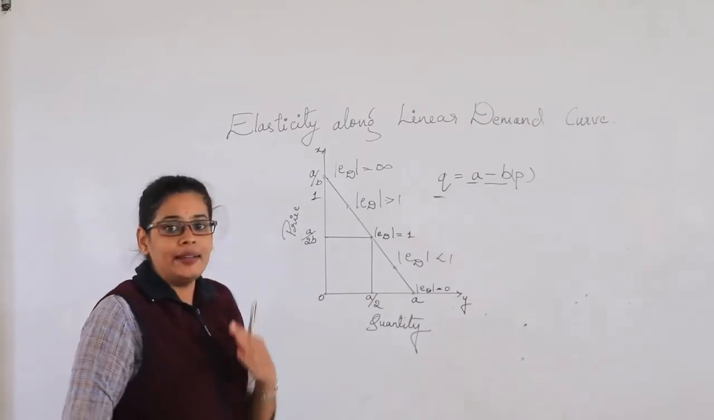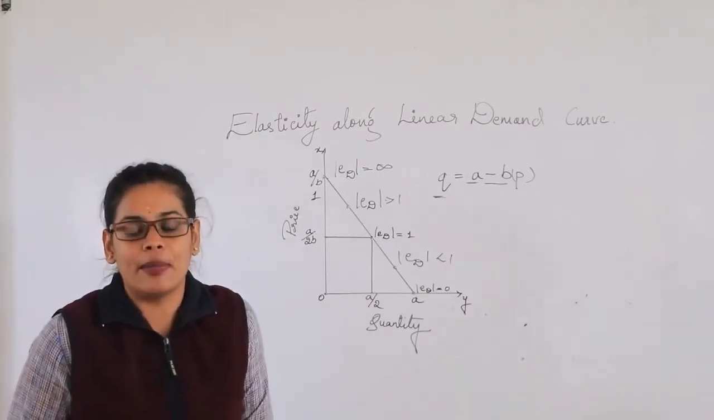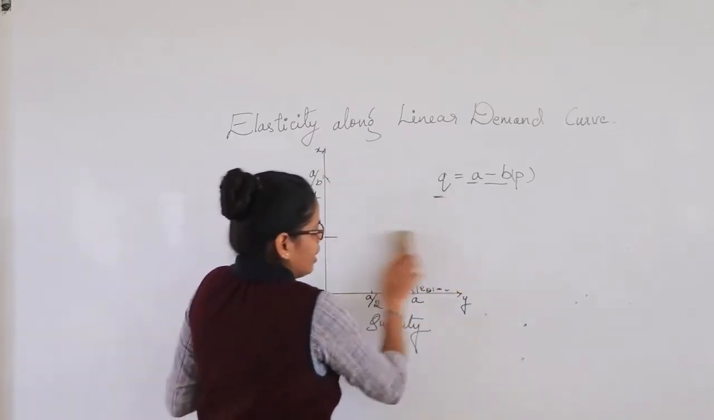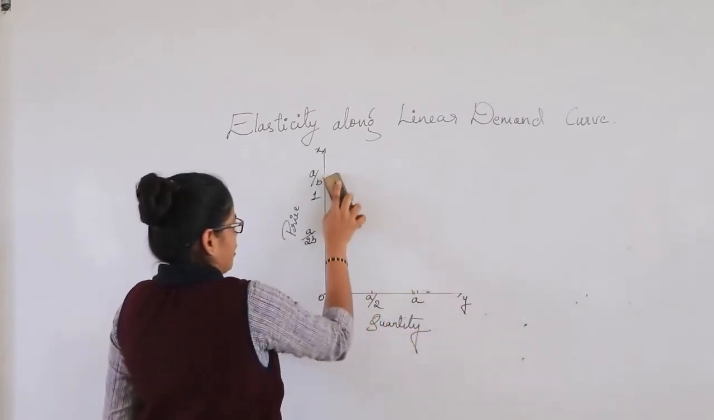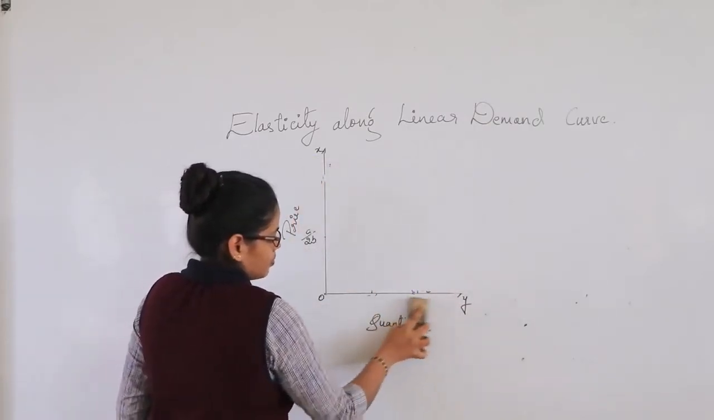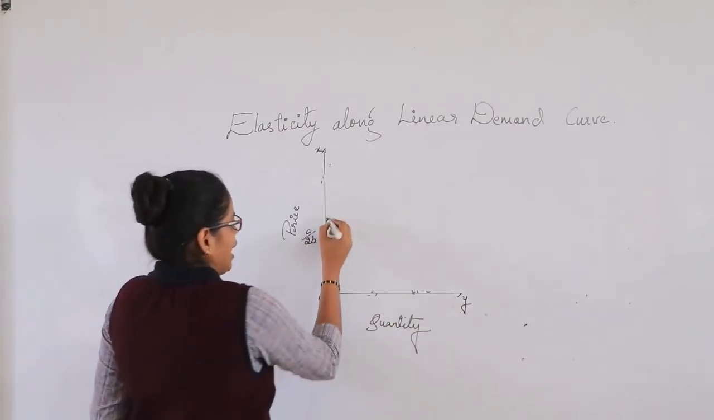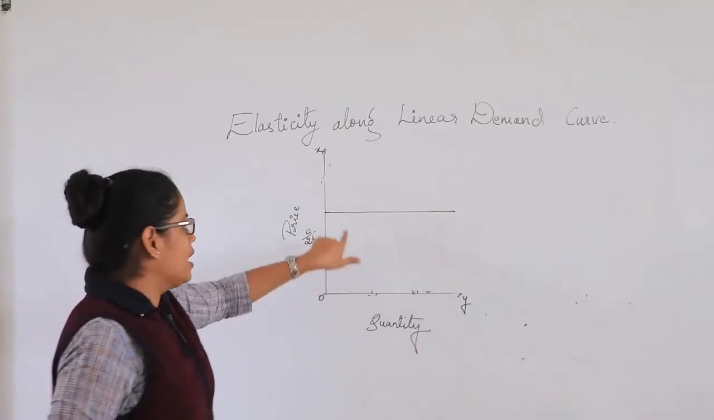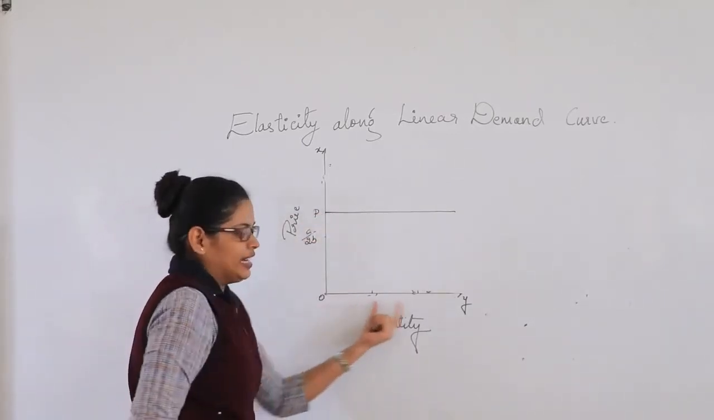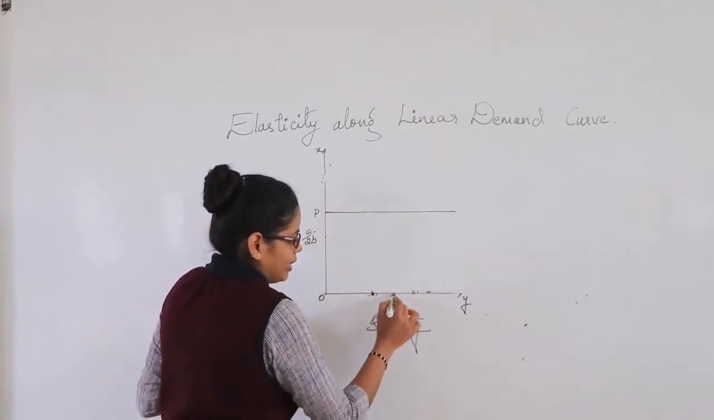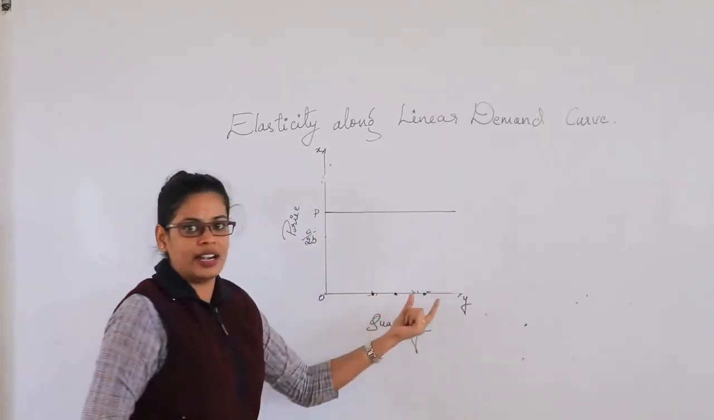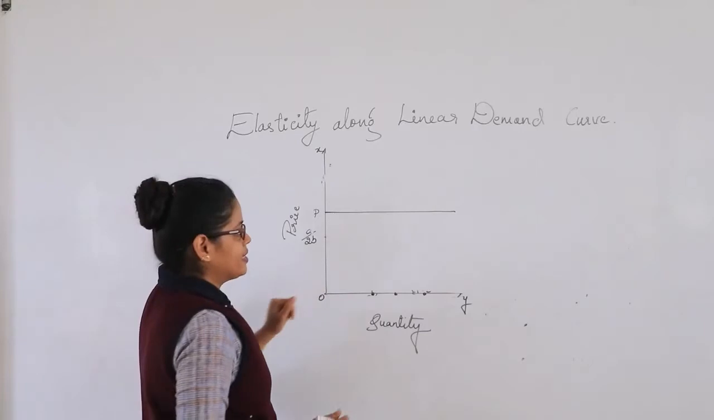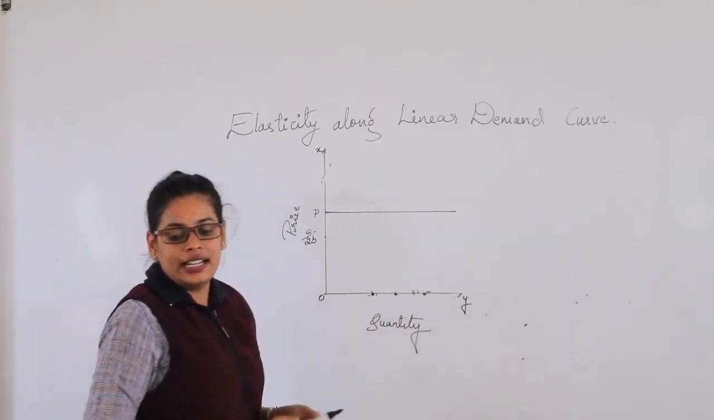And we have other different types of demand curve, for example the constant demand curve. What happens in this constant demand curve? This is a horizontal demand curve, wherein whatever the quantity demanded is, the price will always be constant. So this is the horizontal demand curve.